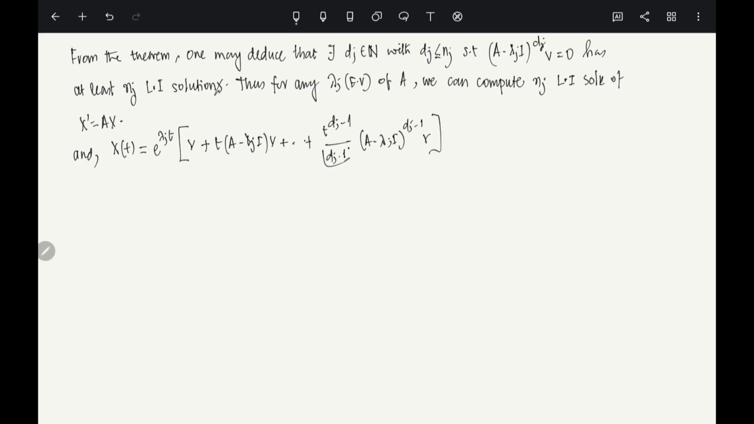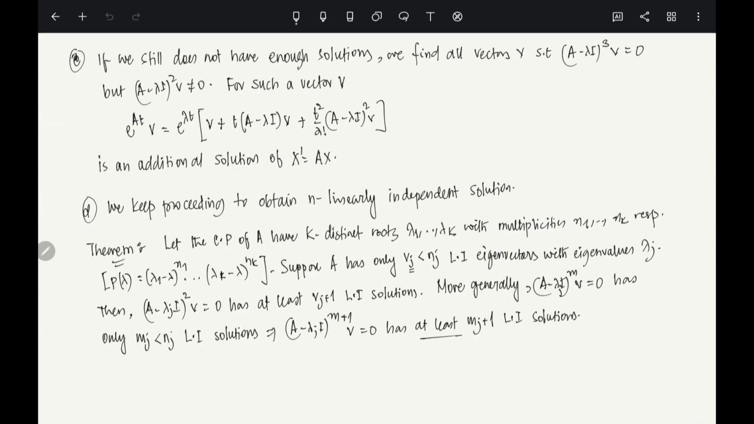Clear? And you can also show that n1 plus n2 plus up to nk will be n. So this will actually be the full set of n linearly independent solutions. Okay, this can be done. All of this is basically from linear algebra, from any standard linear algebra book, Hoffman-Kunze or Lang, you can get it. So please do that.